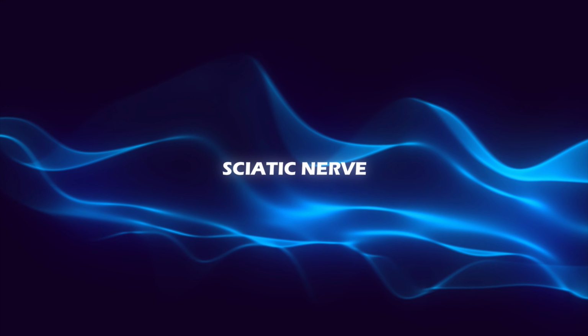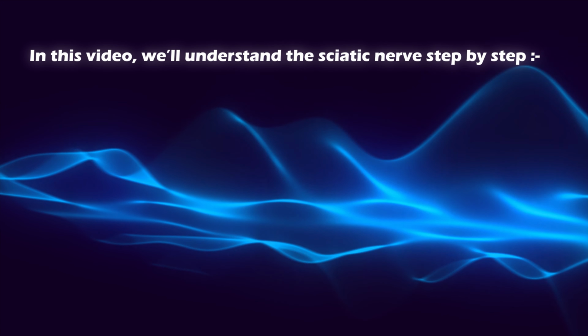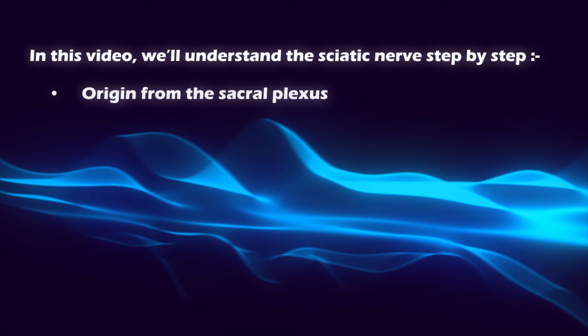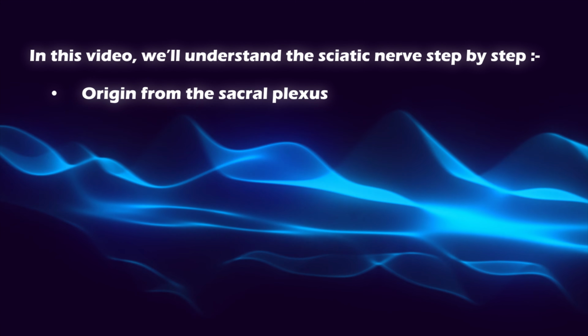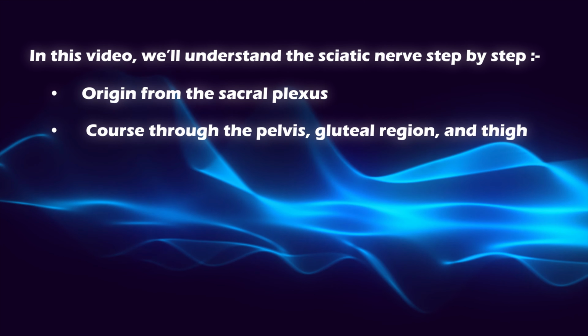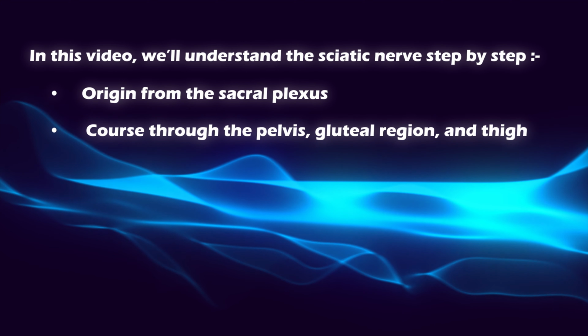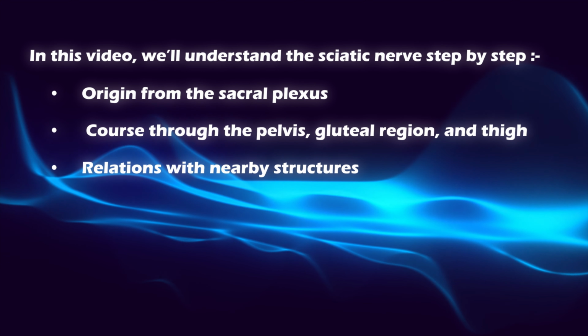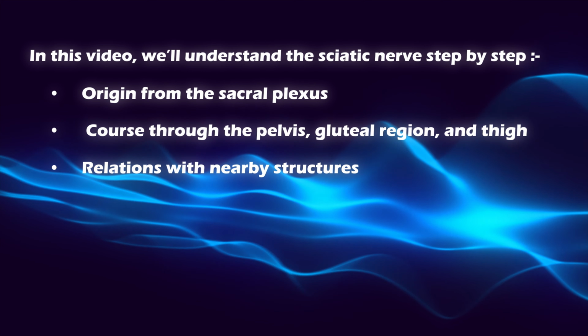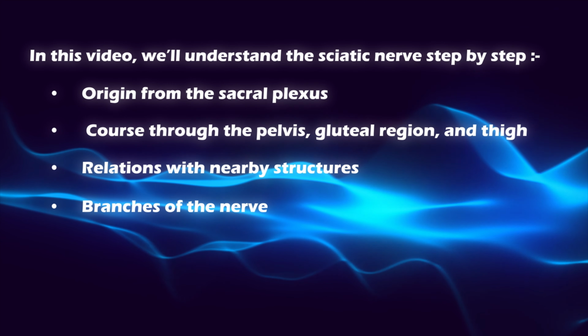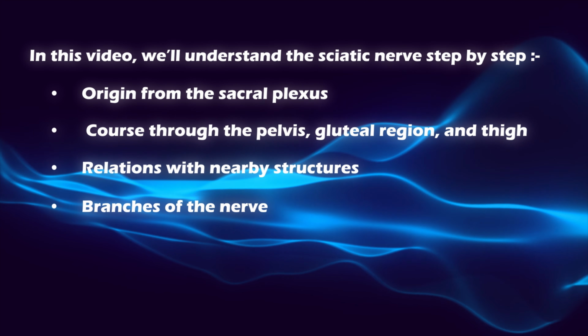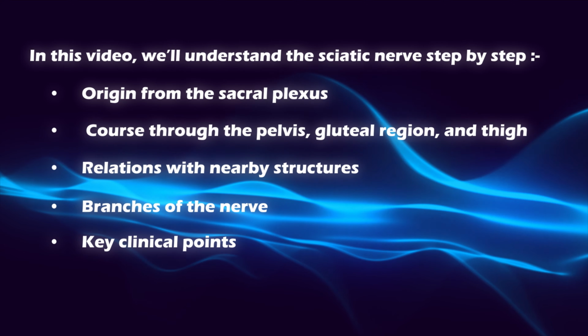Sciatic nerve. In this video, we'll understand the sciatic nerve step by step. First, its origin from the sacral plexus. Then, its course through the pelvis, gluteal region, and thigh. Next, the relations and how it lies with nearby structures. After that, the branches it gives off. And finally, some important clinical points you must know.